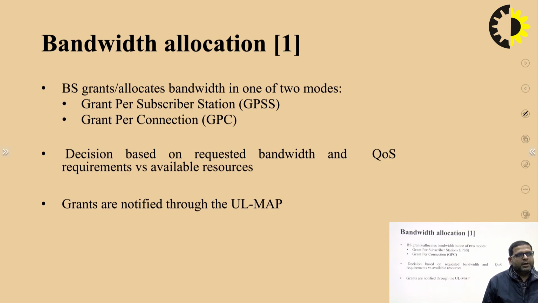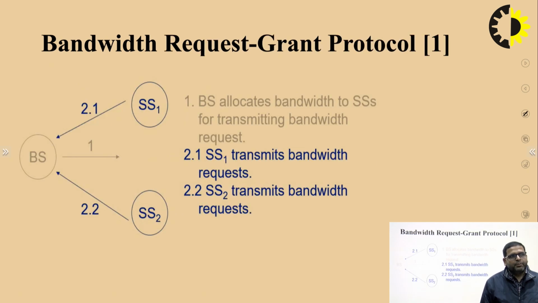In this manner, the subscriber station may request bandwidth, and in response to the bandwidth request, the base station grants bandwidth in one of two modes: grant per subscriber station and grant per connection. These decisions are based on the requested bandwidth and the quality of service required by the subscriber station. Grants are notified through the uplink map.